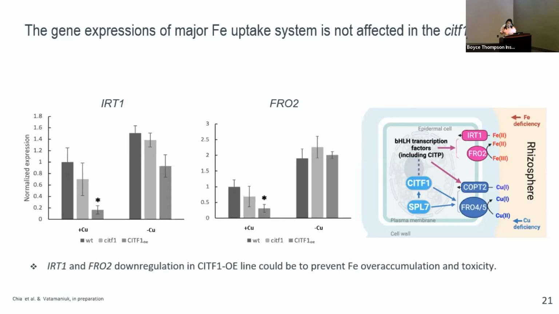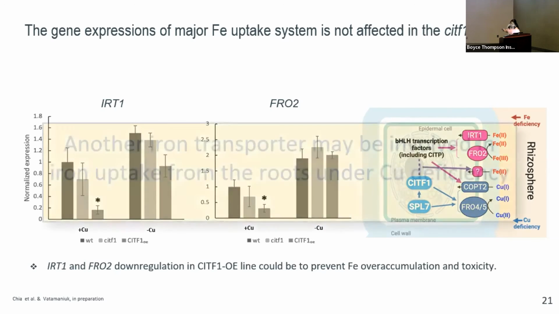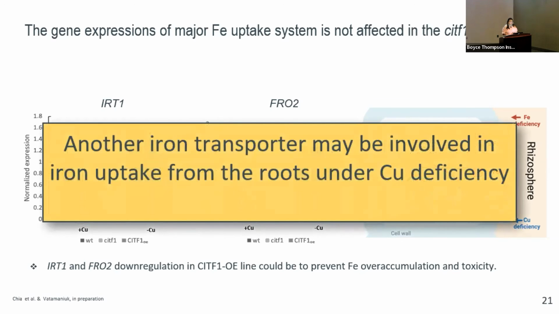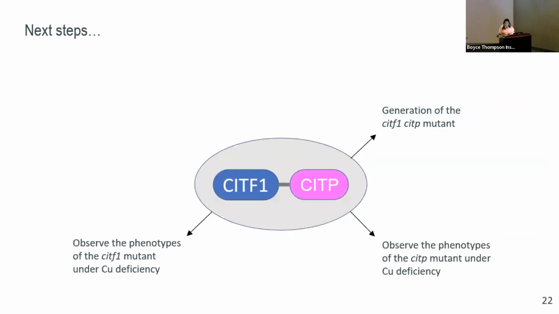Overall, we see that the CYF1 dependent iron uptake under copper deficiency is not through the major iron uptake system. And if it's not through the system, maybe there is another iron uptake transporter at play here. So another iron transporter may be involved in iron uptake from the roots under copper deficiency.